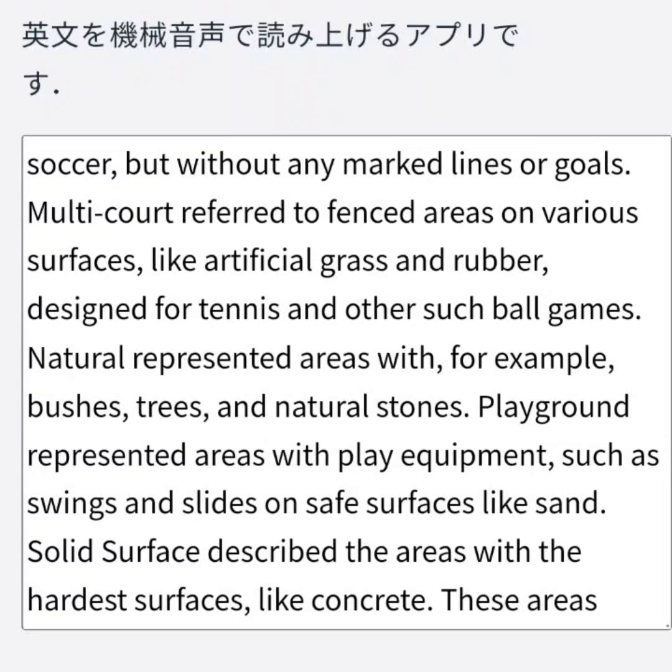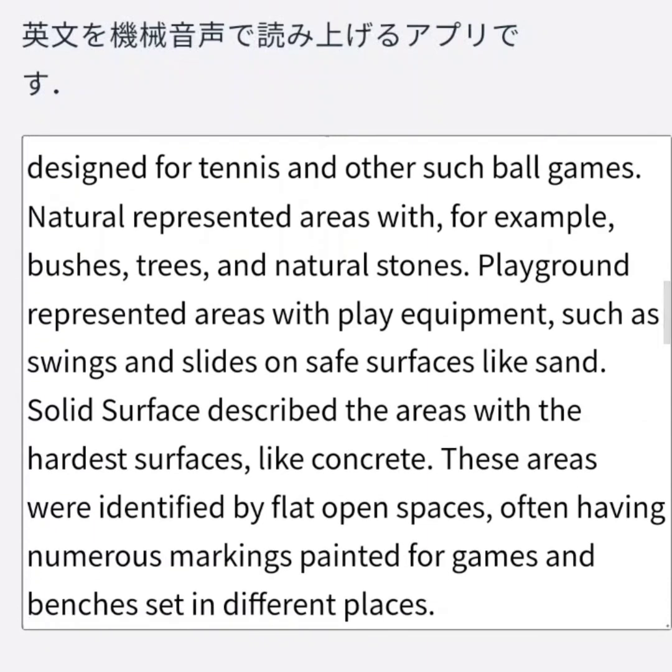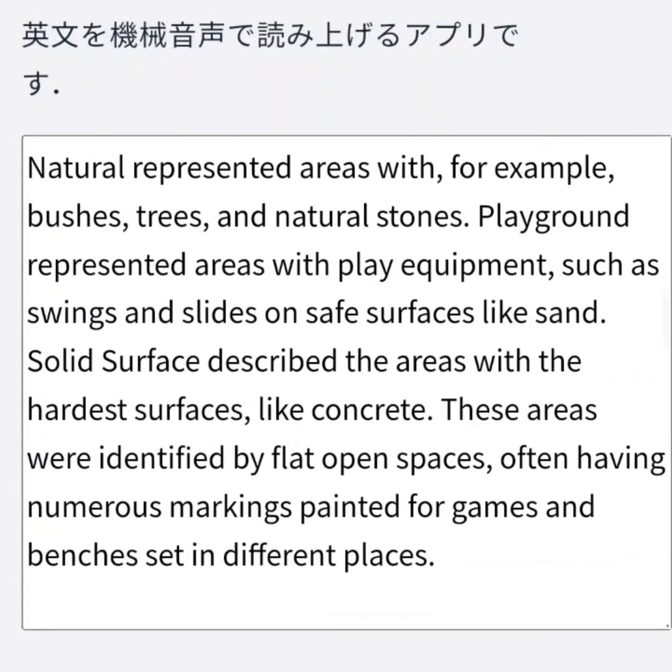Multi-court referred to fenced areas on various surfaces, like artificial grass and rubber, designed for tennis and other such ball games. Natural represented areas with, for example, bushes, trees, and natural stones. Playground represented areas with play equipment, such as swings and slides on safe surfaces like sand. Solid surface described the areas with the hardest surfaces, like concrete. These areas were identified by flat open spaces, often having numerous markings painted for games and benches set in different places.